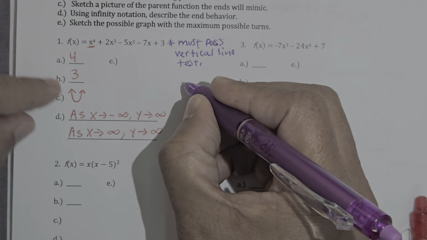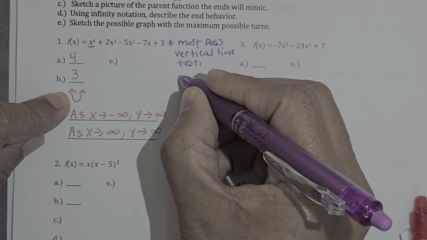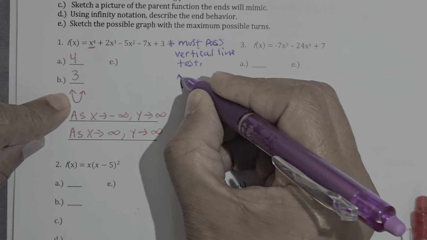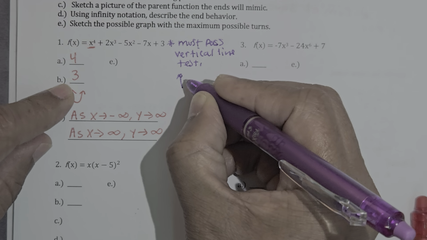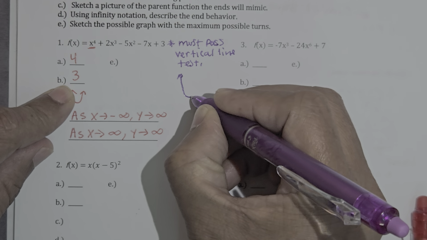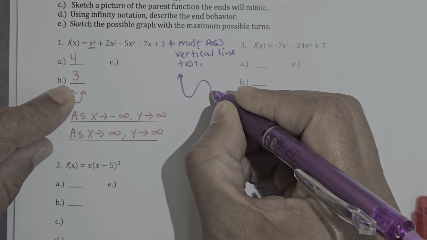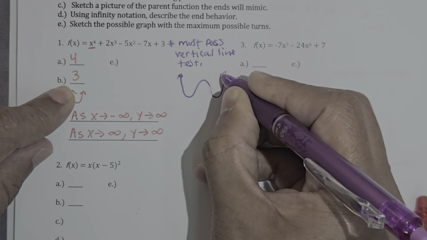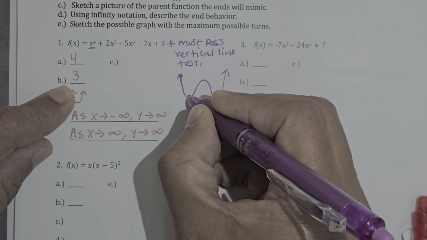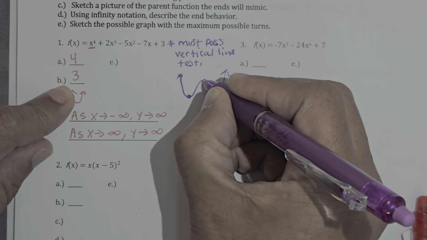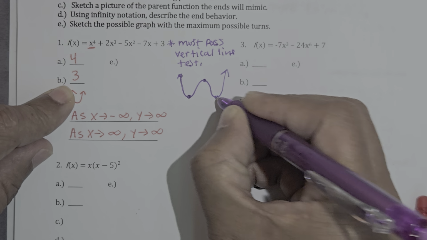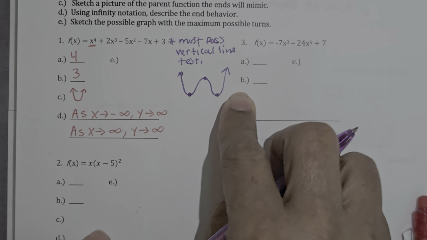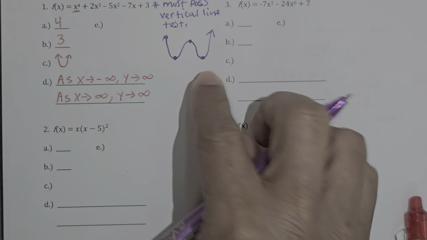We know the ends point in the same direction, so as this goes to the left, y goes up. And then we know it has 3 turns, so it looks like this. There is 1 turn here, another turn here, and then another turn. So there are the 3 turns. At this point it pivots, and at this point it pivots again, and at this point it pivots. Okay, so this is what the graph for this problem should look like.